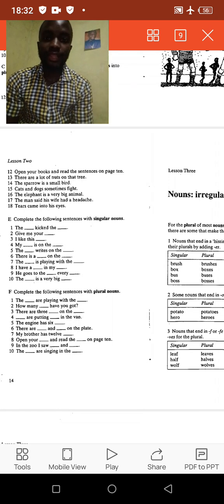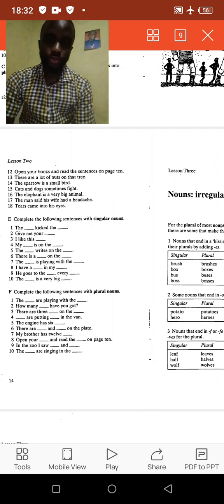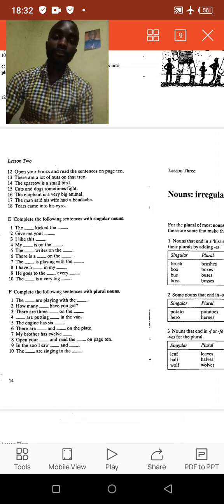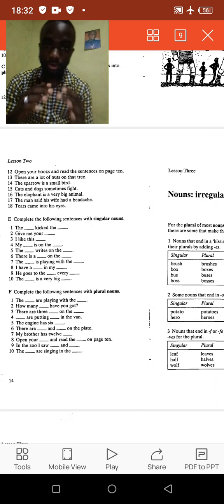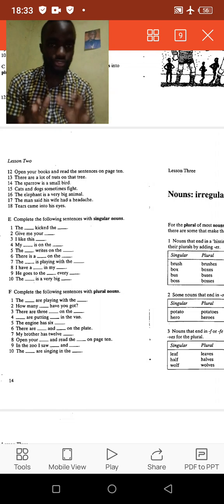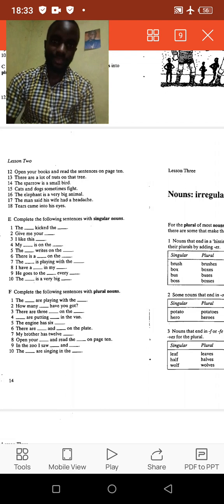Right? So letter E, part of the exercise is complete the following sentences with a singular noun. You make sure that you complete the following with a singular noun. What do you do? You just say, number 1, the dash kicked the dash. So this exercise is very good for you because it is going to help you understand a bit of how to play with words in these sentences. How to make sure that you write the right word inside a sentence, the right noun. Okay? The boy kicked the ball. Does that make sense? Yeah.